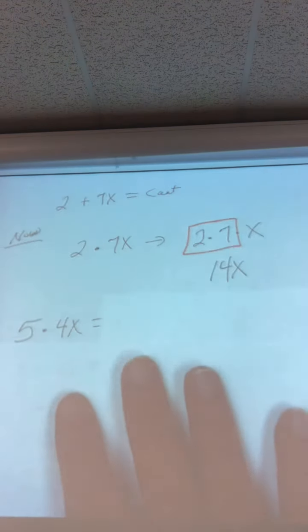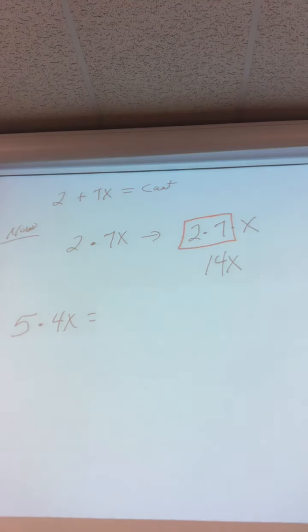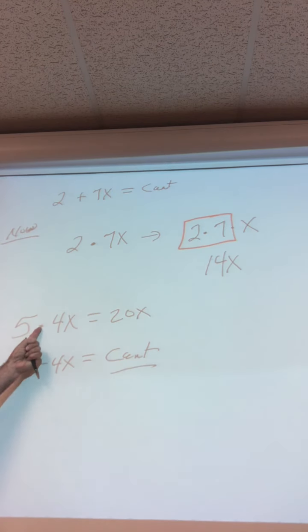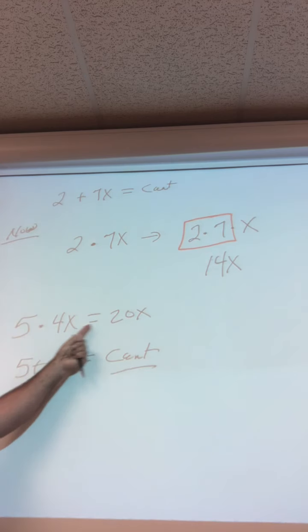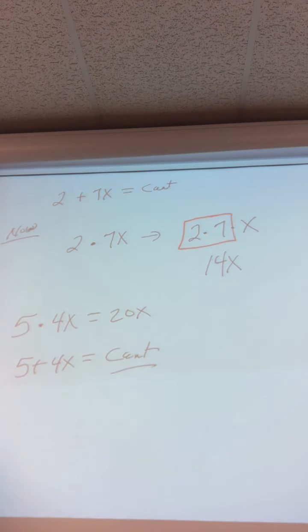So let's do that again. So can I multiply 5 times 4x? Yes, I can. That is 20x. But can I add 5 plus 4x? No, I cannot, because they're unlike terms. Now again, here you're really only multiplying the 5 times the 4 times the x. You're just multiplying those two things together. All right.